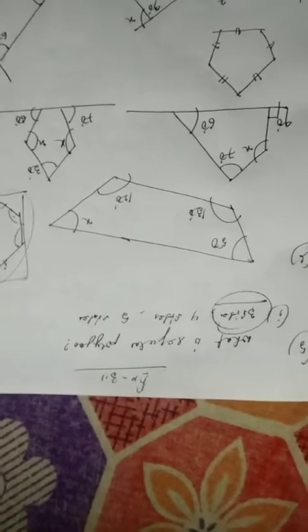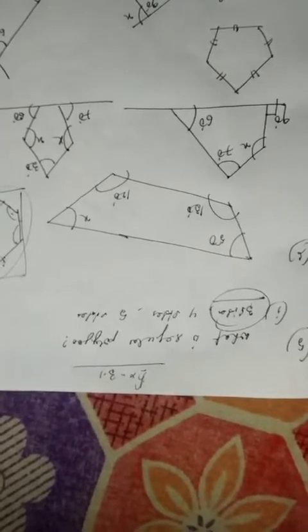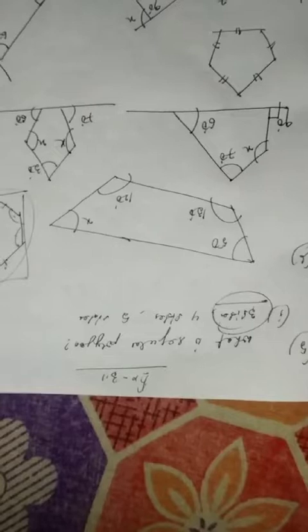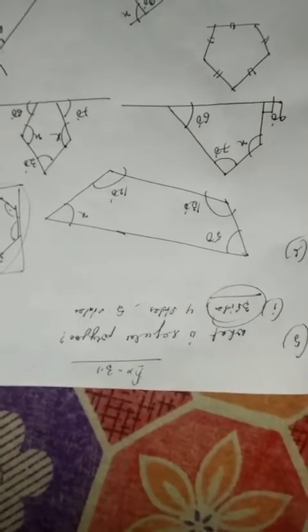Five sides. Just now as I have explained, a regular polygon of five sides, with five sides of equal measure and five angles of equal measure, is a regular pentagon.